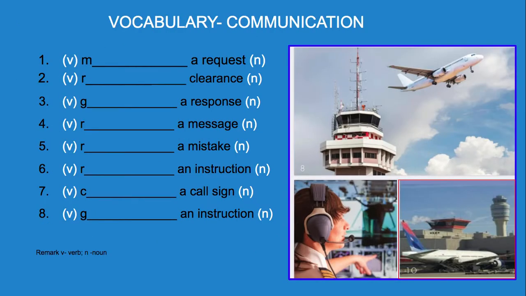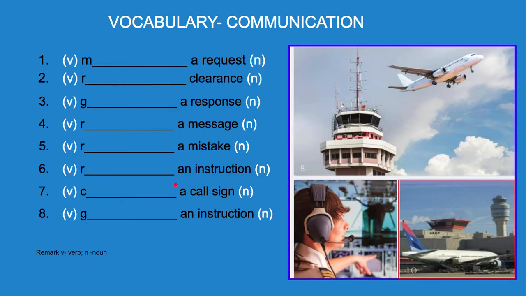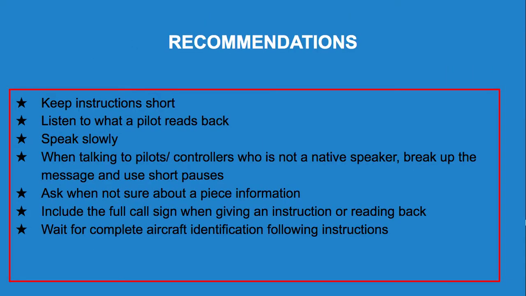Okay, let's move. It is vocabulary task. There are 8 collocations, and the second part is known. You have to find out the first part of the collocations from the article. Okay, next is recommendations for you concerning the first part.